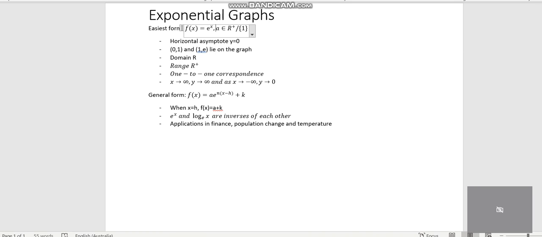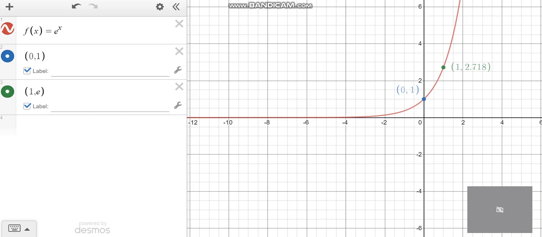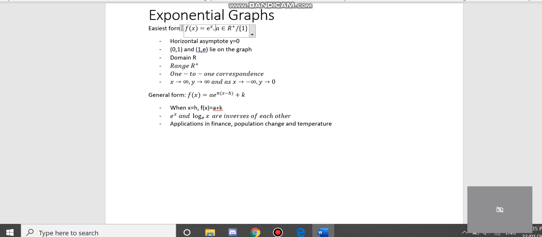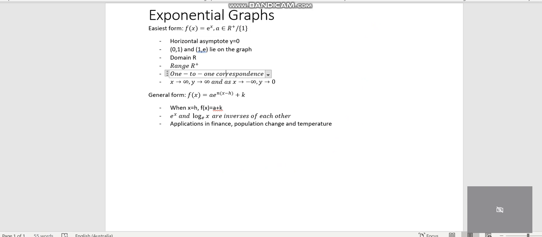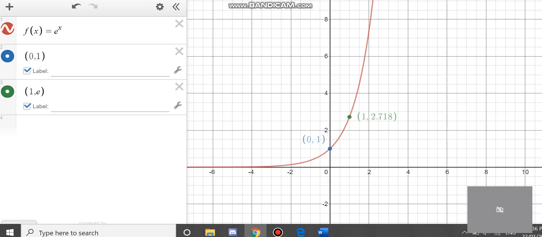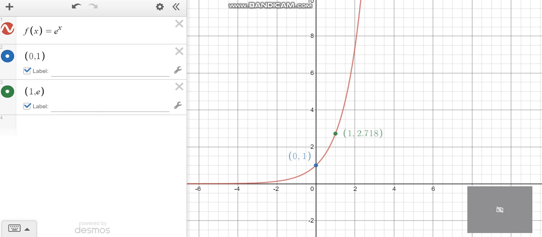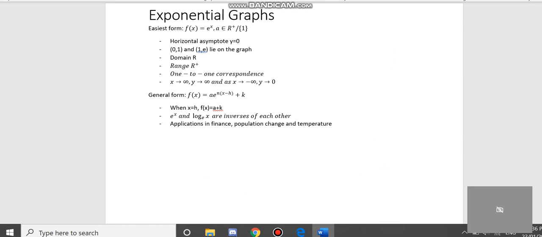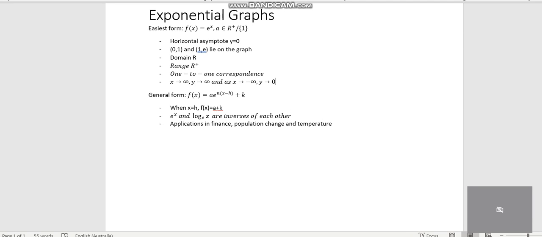The range is positive because it doesn't take any negative values, as you can see. It's approaching 0 but doesn't actually reach it. It's a one-to-one correspondence because it passes both the vertical and horizontal line tests. And as I said before, as x goes towards infinity, y goes towards infinity, and when x goes towards negative infinity, y goes towards 0.